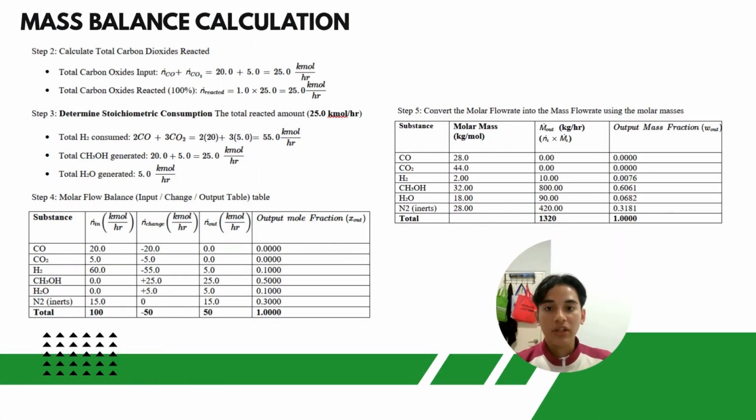The next step is to calculate all the molar flow rates of the input, change, and output and put them in a table. If the input is consumed, the change will have a negative sign, while if it is generated as product, the change will have a positive sign. Then the total molar flow rate will be 50 kmol per hour, and we convert this molar flow rate into mass flow rate by multiplying by the molar mass of each substance, and we get a total mass flow rate of 1320 kg per hour.